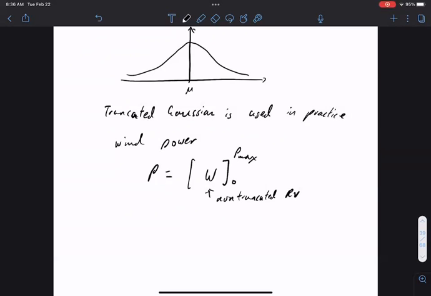You feed some random variable into this, and you say, well, my minimum power is 0 and my maximum is P max. So I just chop it off at those limits. What this means is the following.